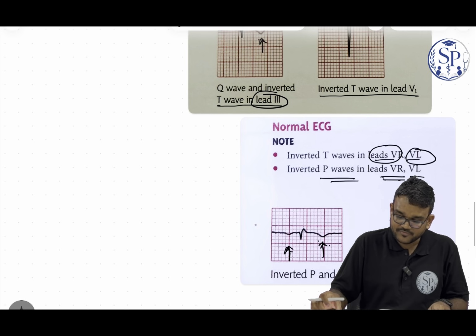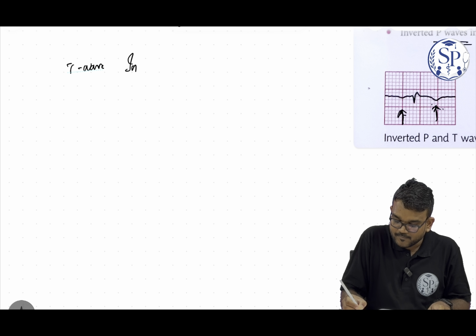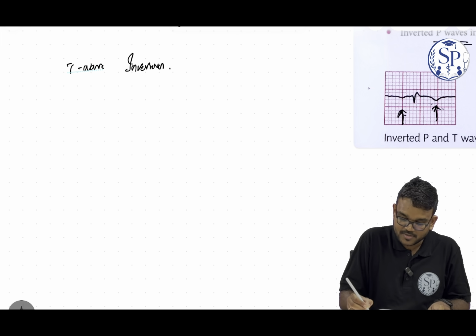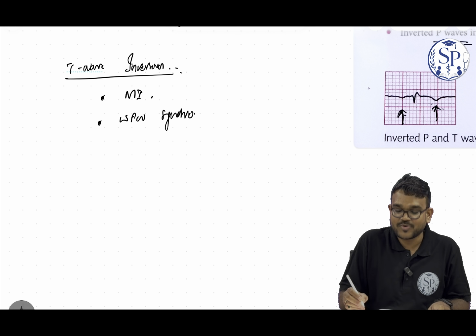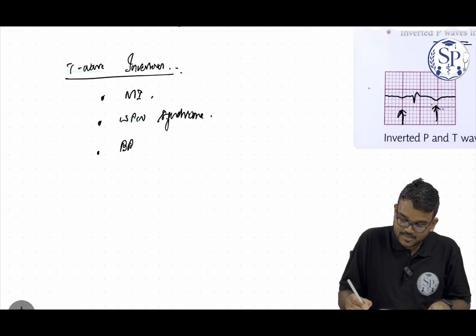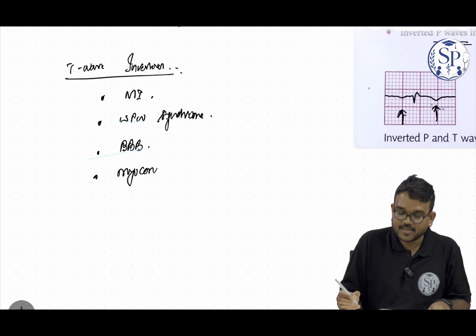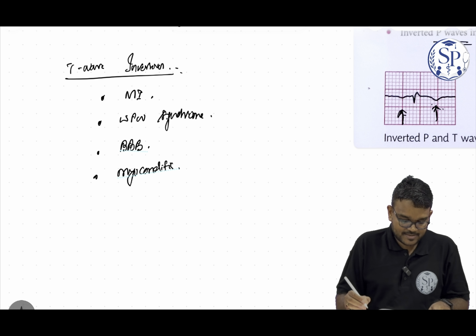Now, what are the different causes of T wave inversion? The T wave inversion is most commonly seen in MI, then WPW syndrome, otherwise known as Wolff-Parkinson-White syndrome, then bundle branch block, then pericarditis or myocarditis of any kind or infective enteritis, mostly in myocarditis and pericarditis.